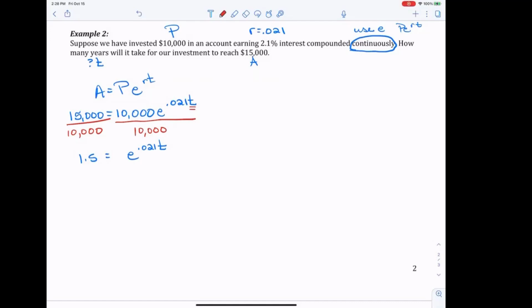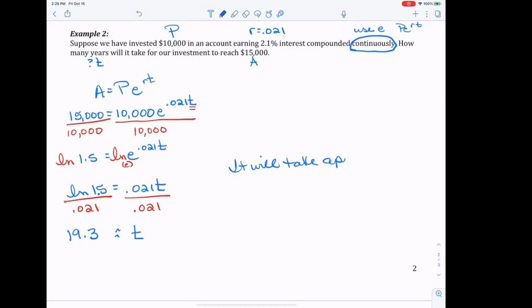But since our base is E, we are going to take the natural log of both sides, because remember, the understood base of a natural log is E. So the left-hand side just gives us the natural log of 1.5. The right-hand side, since the base of our logarithm and the base of our argument are the same, leaves us just the exponent of 0.021t. And so to get the t by itself, we divide both sides by the 0.021, and that will give us a t value of approximately 19.3 years.